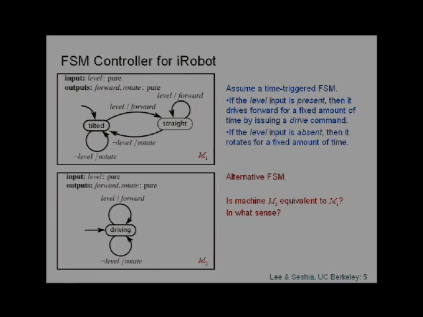So what do you think? The bottom machine is M2, the top machine is M1. So are they equivalent? Yeah. In what sense? Well, in terms of the input-output behavior, it looks like they are doing the same thing, correct? That's one kind of equivalence.